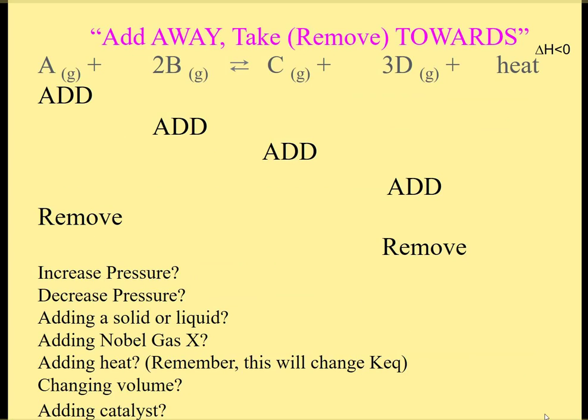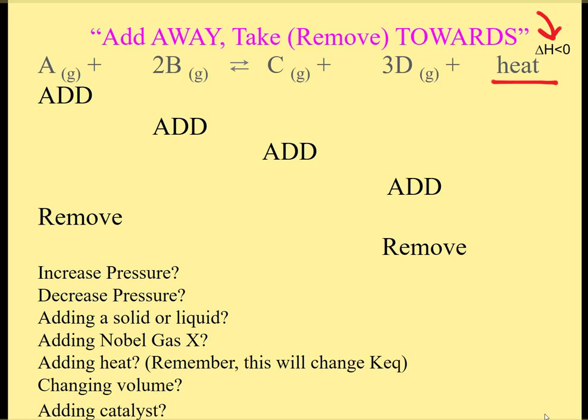So let's look at this chemical system. We have reactants and products, and they're all gases. And this right here is very important. This says that my delta H, or my heat, is less than 0. So this means that this is an exothermic reaction. I can actually write heat as part of the reaction, and it's going to be on the product side because heat is made and released. So it's a product.